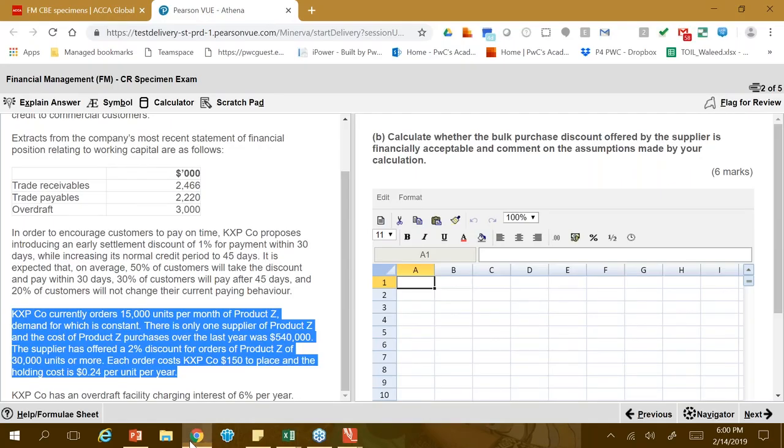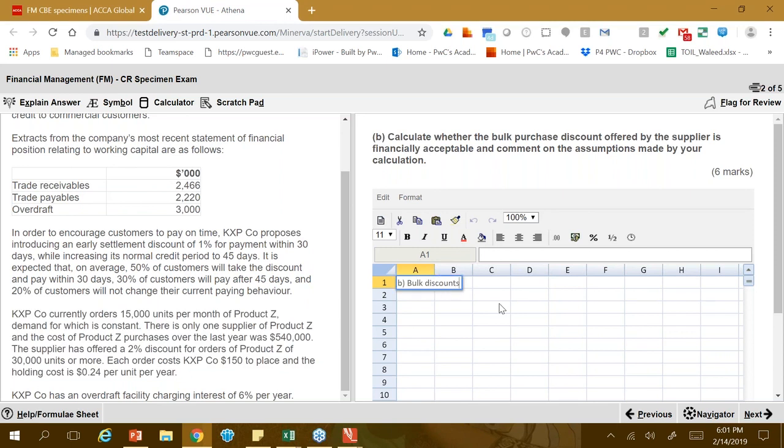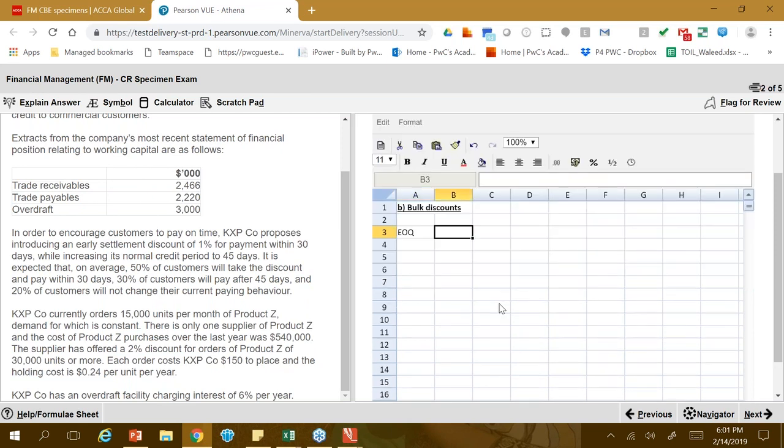Let's go into solving this. So we're looking to evaluate the bulk discounts scenario. First thing is to work out the EOQ. Sometimes students find it difficult to calculate EOQ on a spreadsheet. Well, it is not difficult because there is a function SQRT to take the square root. And then 2 into the CO. The CO is 150. What is the annual demand? The annual demand is here.